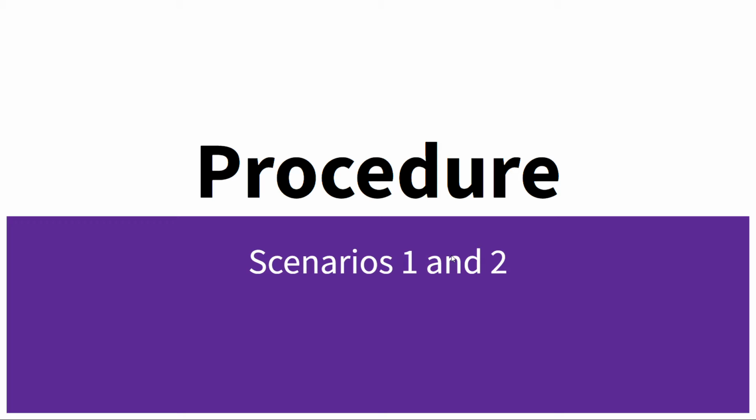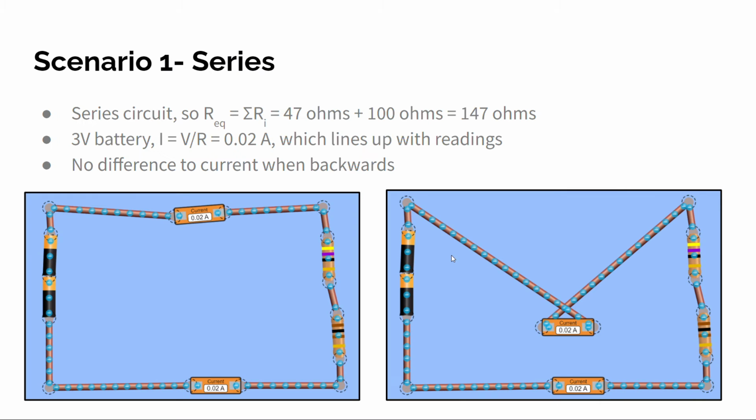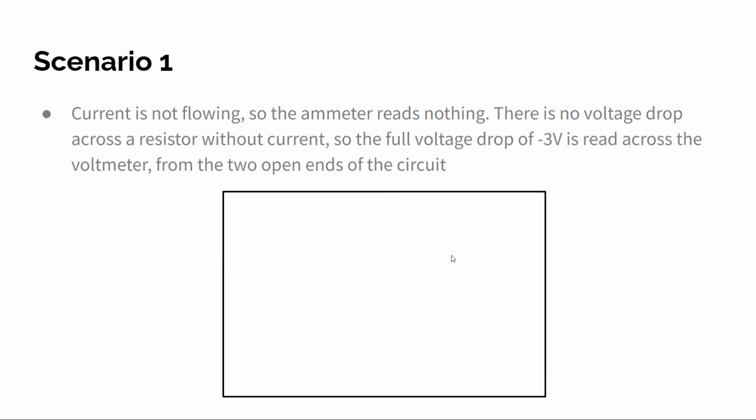Now our procedure consists of two scenarios, the first being a series circuit. First we calculated the equivalent resistance for the circuit, and then we plugged this into the Ohm's law equation to find that our current was expected to be 0.02 amps, which was exactly what it was in the experimental data. And when the circuit was built backwards for the ammeter, we saw no change in the current.